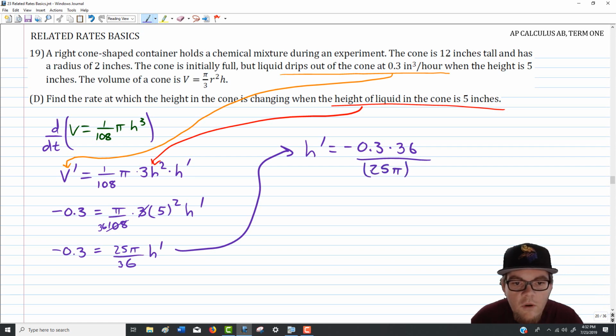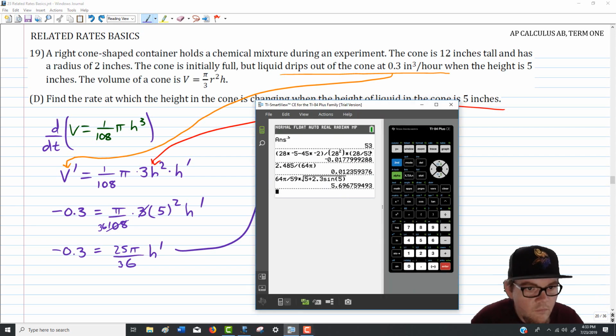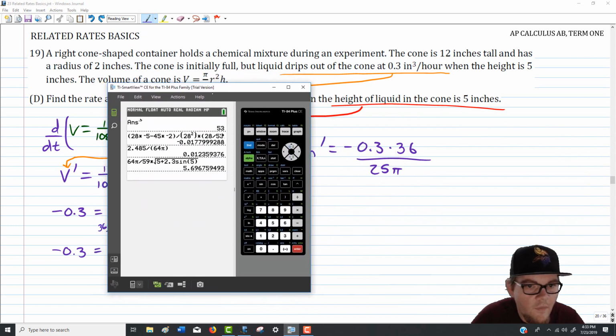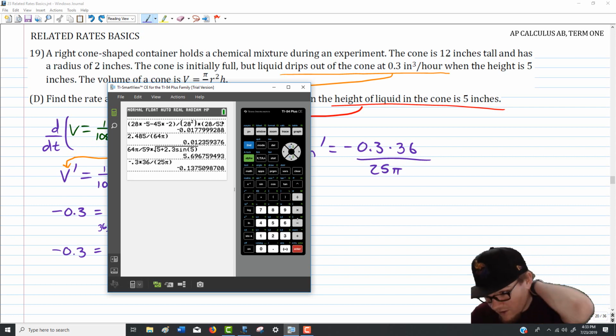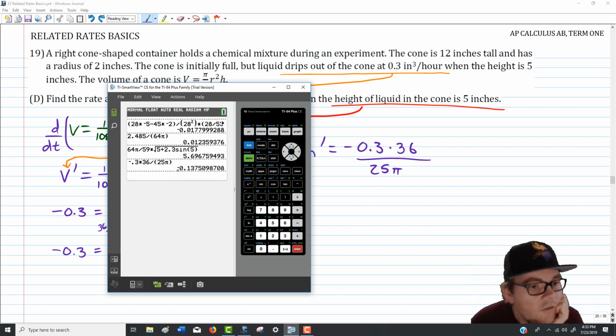And now, as I mentioned before, when you put this into a calculator, make sure you have parentheses around the denominator, or that you use the fraction button itself. Calculator doesn't know what you're thinking. And from here, we'll get negative 0.3 times 36 divided by parentheses 25 pi. And that gives us our answer of negative 0.318.